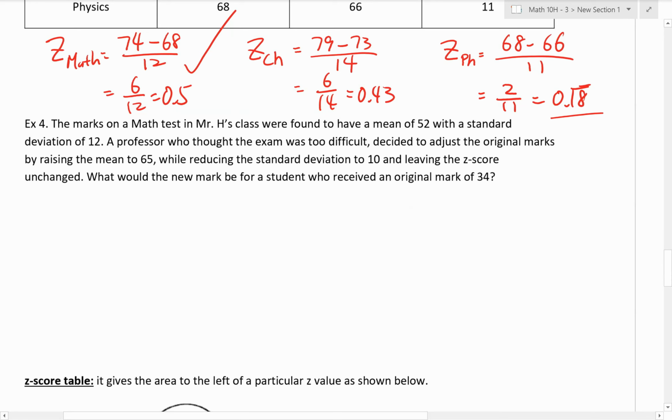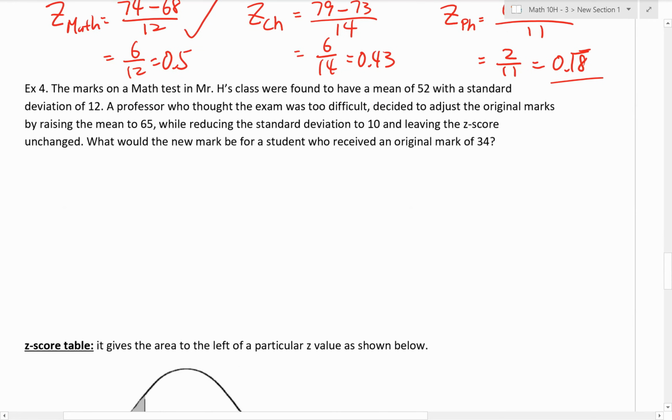By the way, I usually don't scale. This is what they call scaled-up grades, but I usually don't do it. But the professor stepped in and said that's enough. So how do we do this?